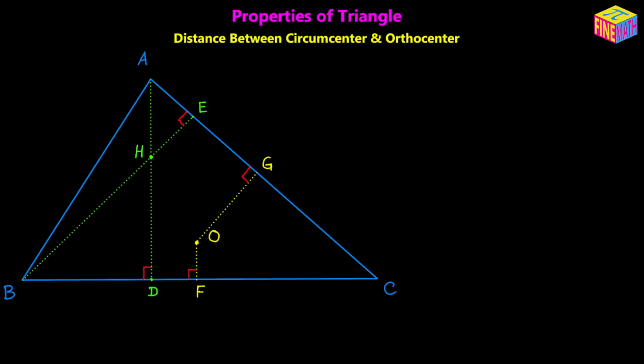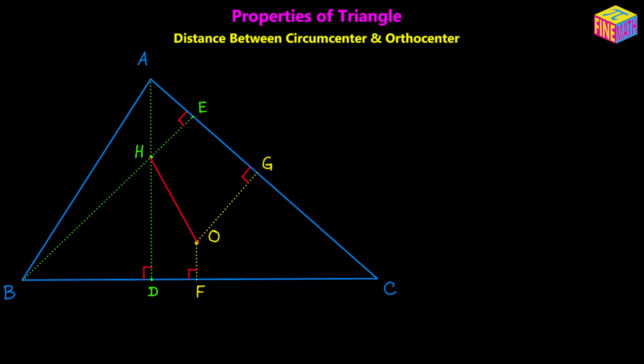Next, I am going to join H and O, and that is the distance that we want to calculate in this video. That is the main challenge in this video. So how are we going to calculate the distance HO? Well, for that we have to form a triangle somehow, and then probably we can use some properties of triangle to find out the length HO. So HO should be the side of a triangle.